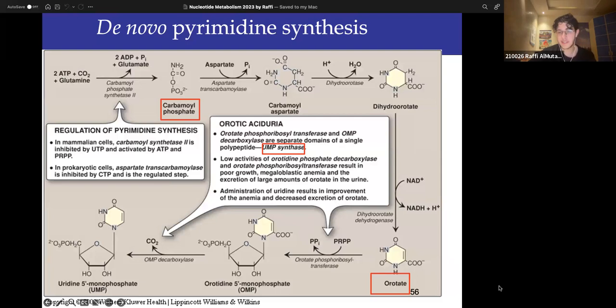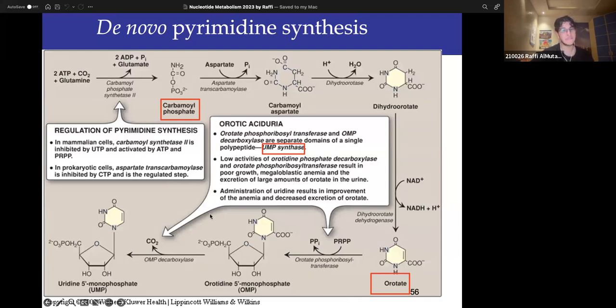Another thing I want you guys to know is this bottom part right here, the orotates, OMP and UMP. So orotate is converted to UMP by UMP synthase. But if you look at this line right here, there is no UMP synthase. And you're probably thinking, yeah, Raffi, you probably skipped a step right here, this OMP. You probably forgot about it.